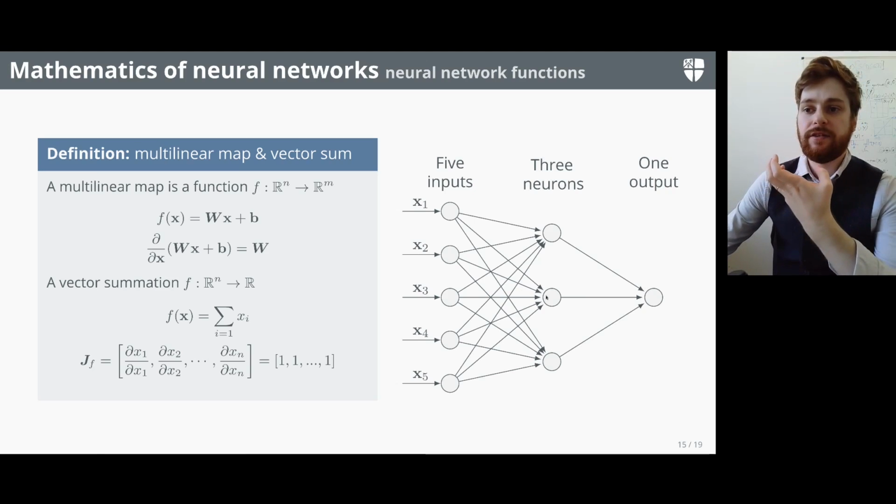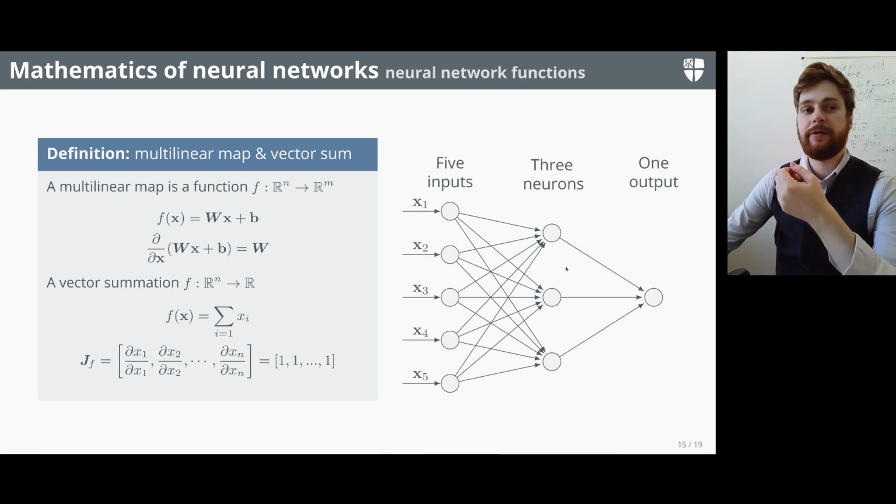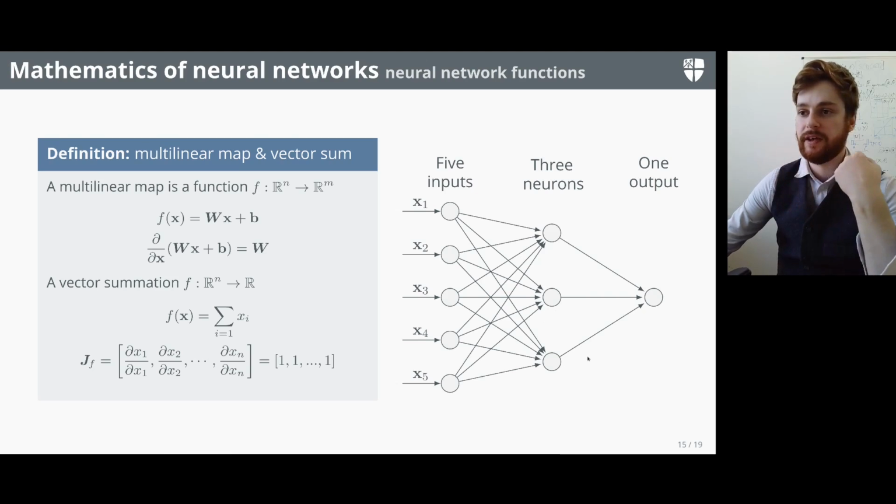So let's say those 3 neurons in the hidden layer are the output or prediction of the neural network. Maybe it's the probability of it being a cat, dog, or a horse or something.